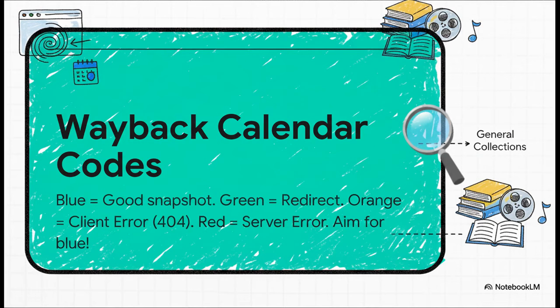Now look closer at that calendar. See all the different colors? That's not just for decoration, it's a code. A blue circle? That's the jackpot. That's a good, clean snapshot. Green means the page was a redirect. Orange or red, that means there was some kind of error, like a 404 not found. So here's your pro tip. Always, always aim for the blue circles. You'll save yourself a ton of time.